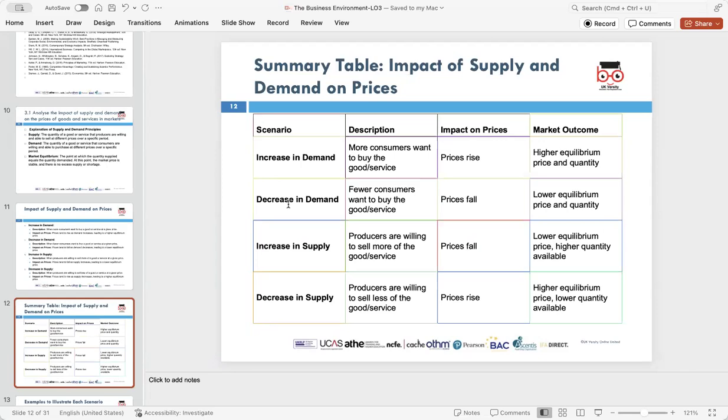So these scenarios show how supply and demand interact to influence market prices. By understanding these dynamics, businesses can anticipate price changes and adjust their strategies accordingly.